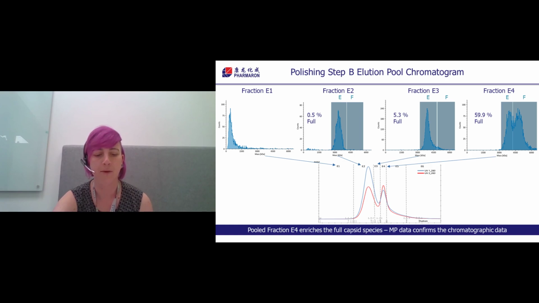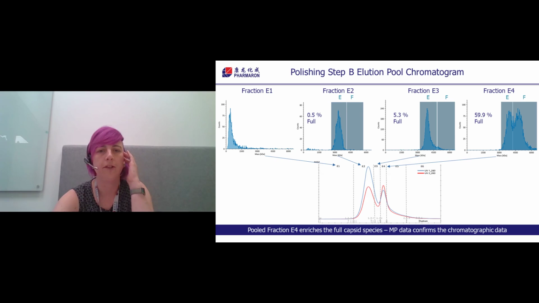This is the chromatogram for polishing step B. Again, these are pulled fractions from the chromatogram underneath. In fraction E1, we saw a very small amount of AAV detected. In fraction E2, we saw approximately 0.5% full.